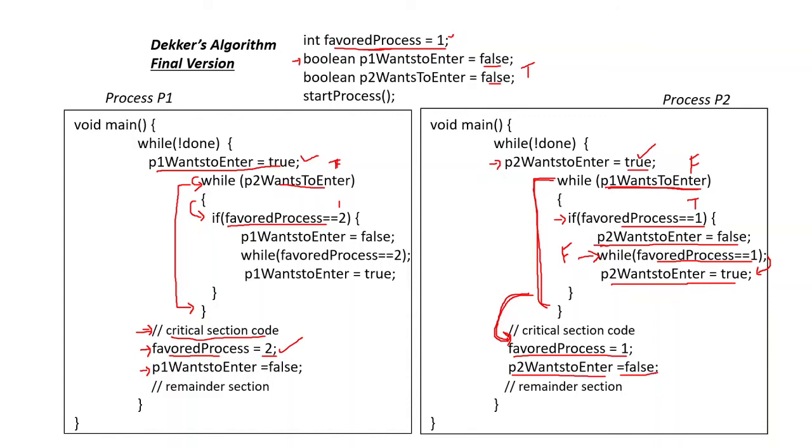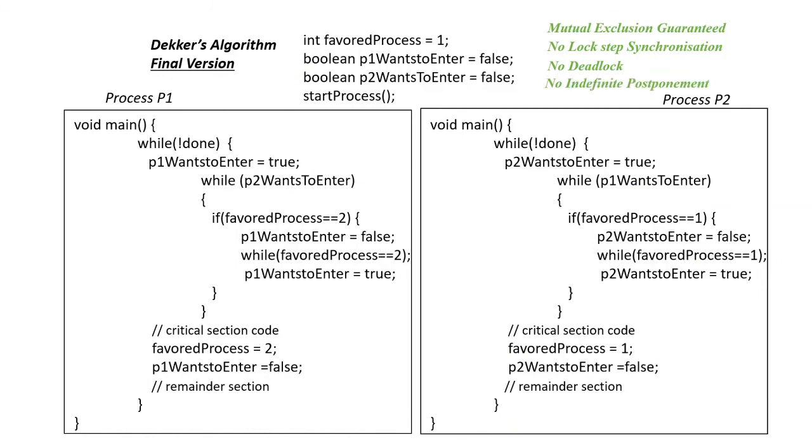So this guarantees mutual exclusion while it prevents deadlock and indefinite postponement. So, this is the final version of the algorithm. So, that is all about Dekker's algorithm.